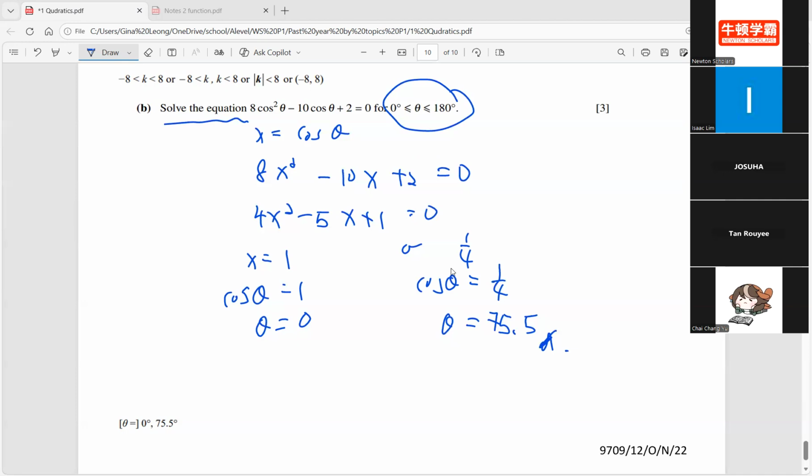Did you change to degree or not? Or are you in radian? It's in radian. No, in degree, because the answer here is in degree. You see, it depends on the question actually. If the question is given in radian, for example, 0 then 2 pi or pi, then this one is in radian. Then here it says 0 degrees to 180 degrees, so you change to degree. This one is in degree.